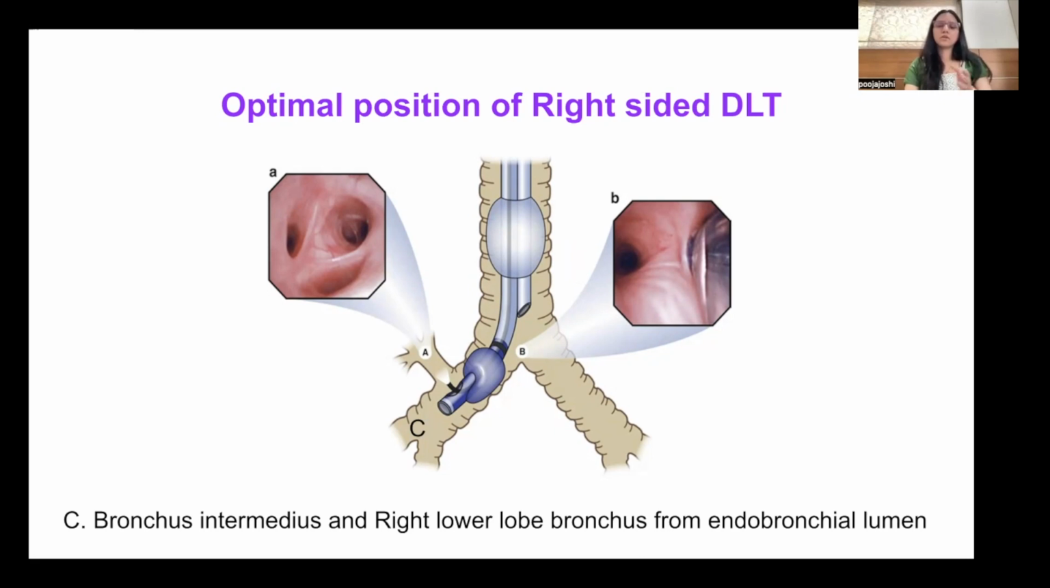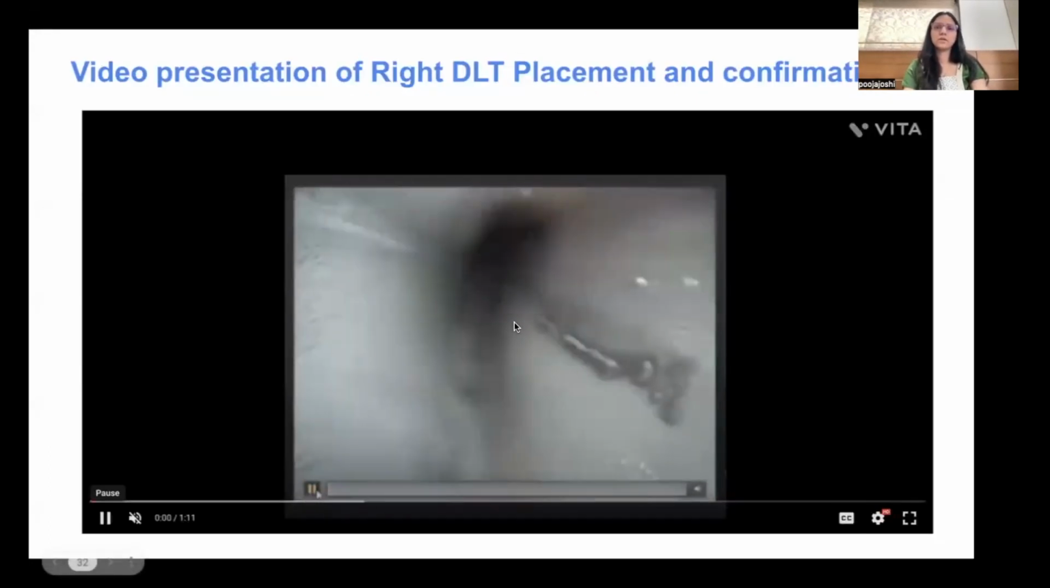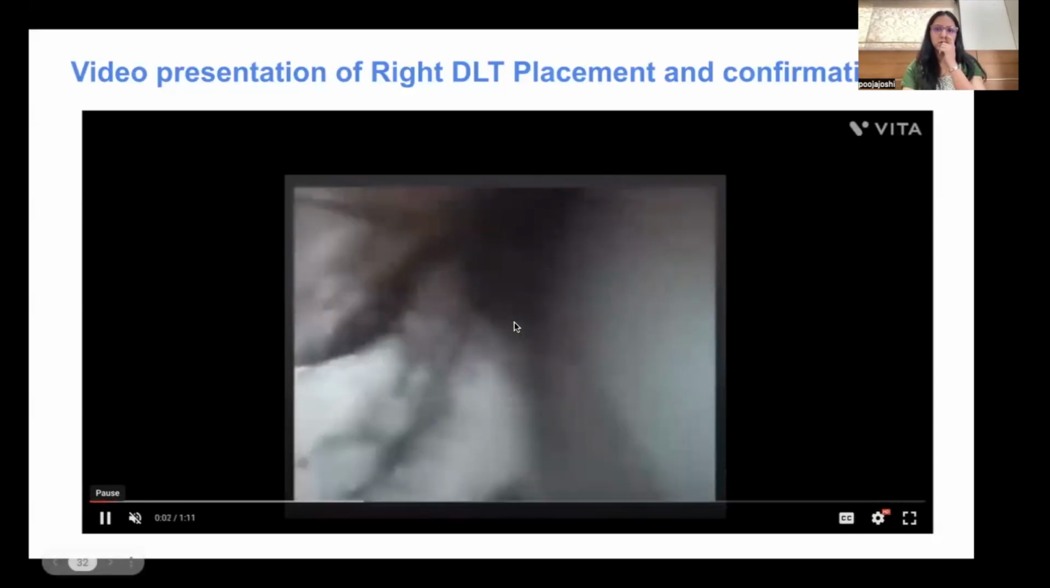And in the tracheal lumen, when you pass the fiber optic bronchoscope through it, you will get a view B, as shown at 1 o'clock position, blocking the right mainstem bronchus. This is again a video presentation of right DLT placement and confirmation.